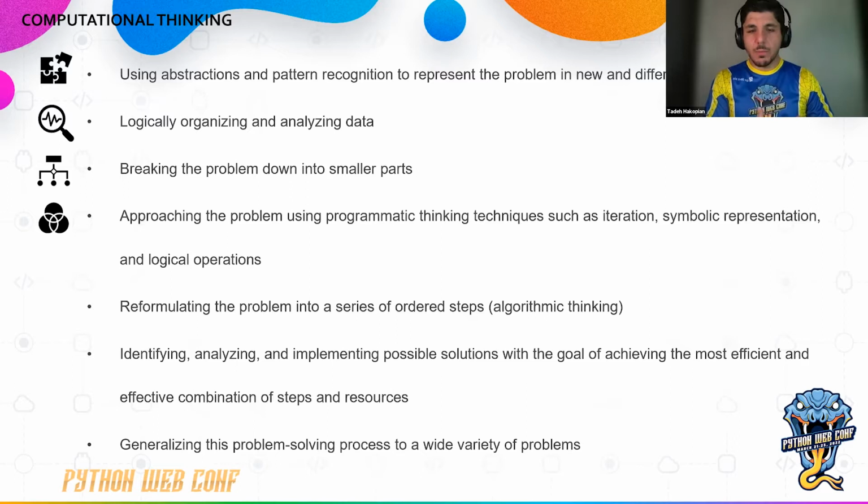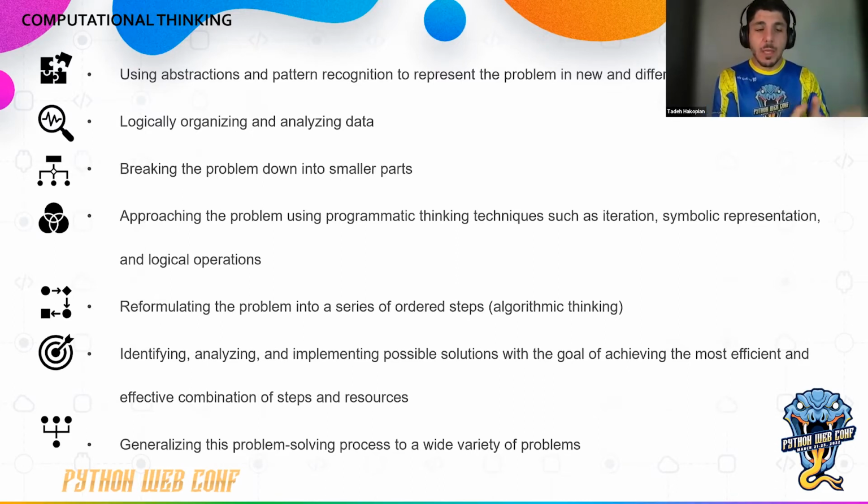Approaching the problem with programmatic thinking, and that could be iteration, going through different passes, symbolic representation, using values to represent something, logical operators like and, or, that kind of thing. And again, you don't have to be working in code to do this. Reforming the problem into ordered steps. So after you break everything down and organize it, can you reformulate the problem into steps of algorithmic thinking? And then can you identify and implement solutions with the goal of achieving the most efficient, effective combination? So once we formulate the problem, how do we make it more efficient? And then generalizing. After we go through all these steps, we have a problem-solving system based on the prior steps. Can we then generalize and say, okay, this one base problem can be used as a general example for multiple problems in the future, so that we can reuse this content.